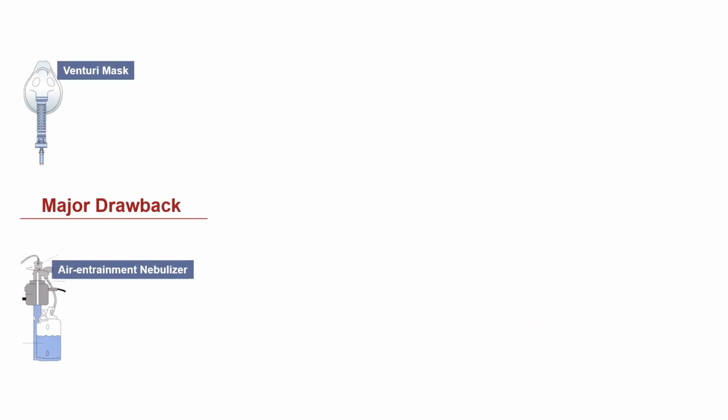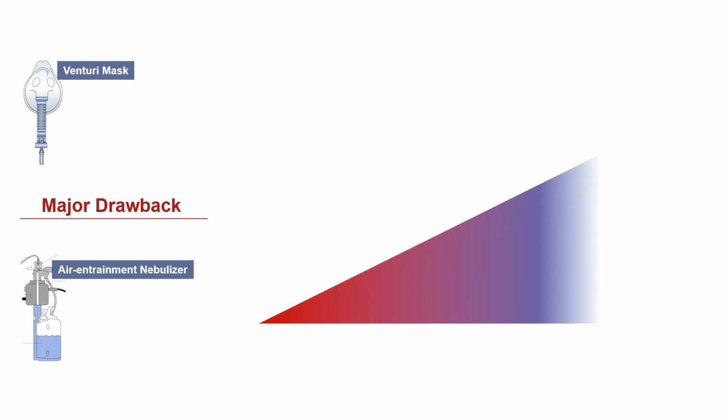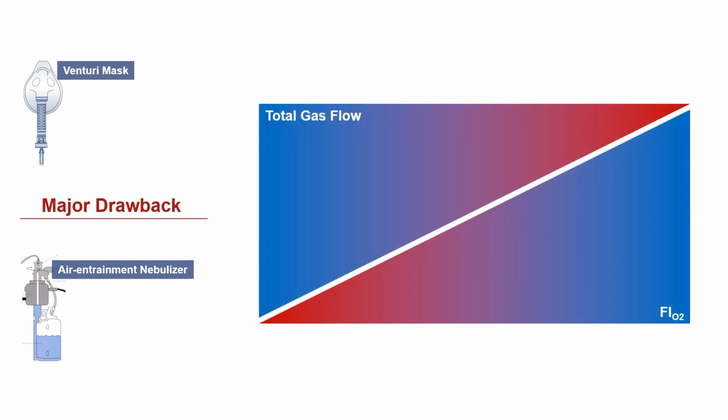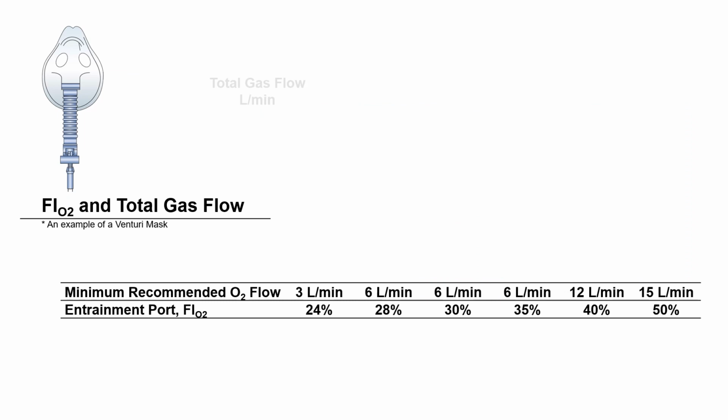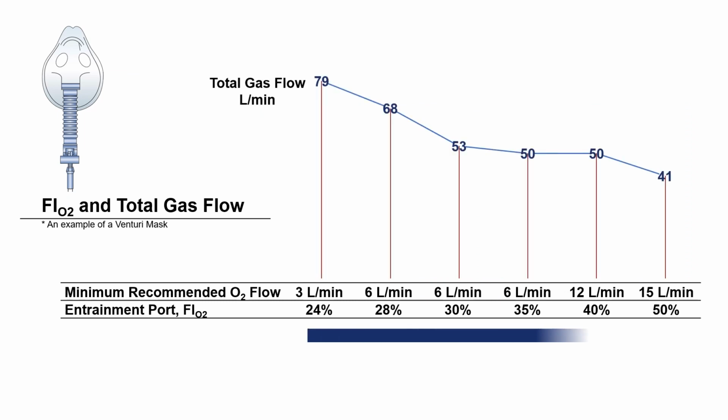An important limitation of the Venturi mask and air-entrainment nebulizer, which utilize the Bernoulli principle and constant jet mixing, is that, as the FiO2 increases, the total gas flow decreases, inversely proportionally. For instance, with the Venturi mask we discussed earlier, as the FiO2 setting increases, the total gas flow determined at the minimum recommended oxygen flow for each setting decreases, step by step. Specifically, at an FiO2 of 50% with an oxygen flow of 15 liters per minute, the total gas flow decreases to 41 liters per minute.